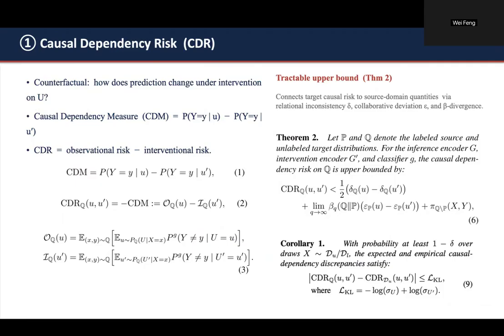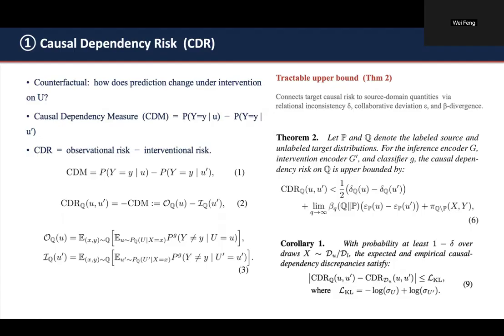First, we will introduce the CDR risk, which is based on a counterfactual idea. If we perturb the semantic variable, the prediction should change in a carrier-meaningful way. Directly optimizing this risk is difficult in cross-domain GCD, so we derive a computable upper bound for this problem. This bound contains a relation inconsistency and a divergence term, which together provide a practical objective for reducing carrier dependency risk under domain shift.